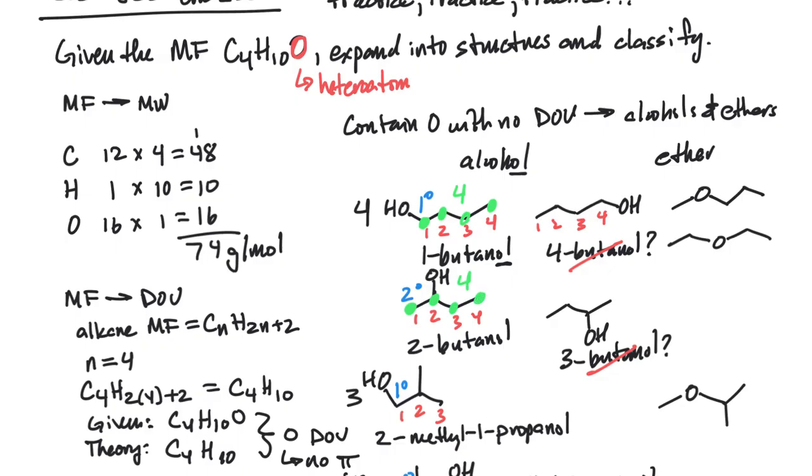So that would also have 4 unique carbons. Let's move down now to 2-methyl-1-propanol. We start at carbon 1, has an OH, 2 hydrogens, and then it's bonded to carbon 2, so it's unique. Carbon 2 is bonded to 3 carbons. It has 1 hydrogen. That's unique.